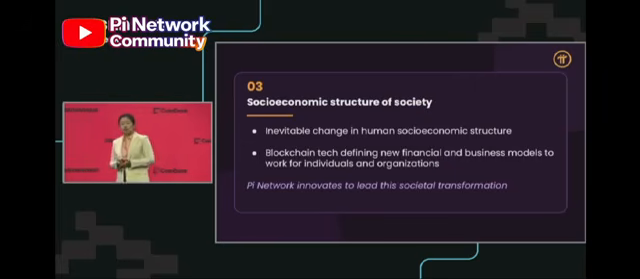With individual financial life changes and also new business models, it's inevitable that there will be change in human socio-economic structure. Blockchain technology is at the forefront defining new financial and business models to work for individuals and organizations. These are fundamental problems that Pi tries to solve, along with millions of pioneers and members of the community all over the world, pulling together the ownership of various things to create the collective resources of Pi Network, open to different businesses to tap into those resources and in turn contribute back into the Pi ecosystem.